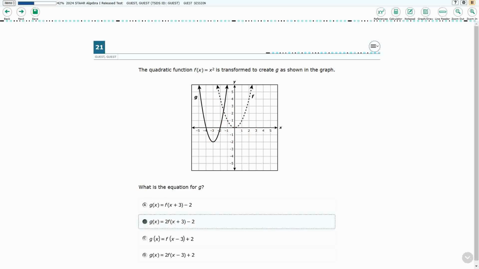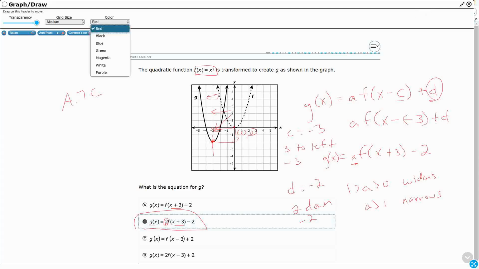Now let's see how we did across the state of Texas. So we had 44% of our students get that. This was a pretty complex parent-child function problem because we're dealing with a vertical translation, a horizontal translation, and a stretching, or in this case, it was a narrowing. So that was difficult to hit all three of those. We had 27% choose A, which is the wrong answer, but you don't feel as bad because they got both the horizontal movement and the vertical movement. They might not have just been looking at whether or not it was widened or narrowed.